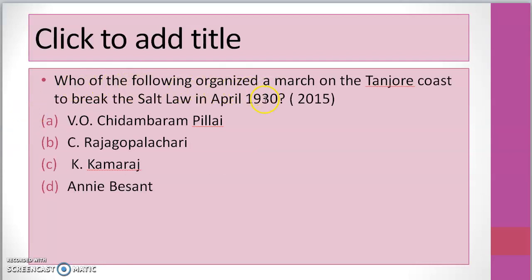Who of the following organized a march on Tanjore coast to break the salt law in April 1930? And this was asked in 2015. The options are: A, V.O. Chidambaram Pillai; B, C. Rajagopalachari; C, K. Kamraj; and D, Annie Besant.